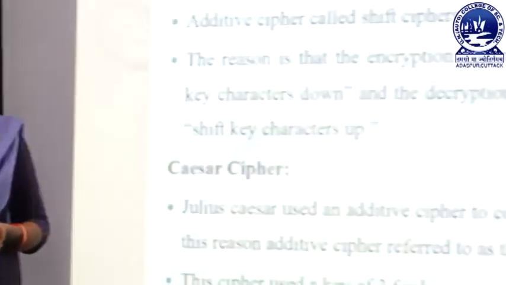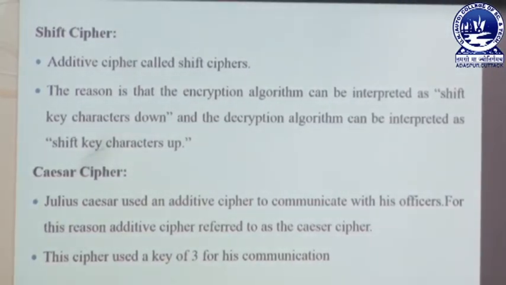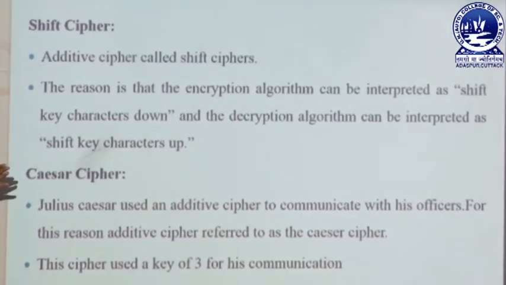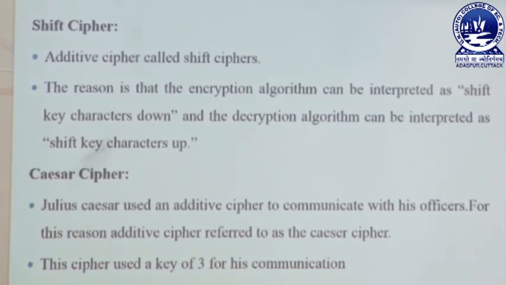The next is shift cipher. I have already told you, the additive cipher is also called a shift cipher. Why is additive cipher called shift cipher? The reason is that in the encryption algorithm we shift key characters down and in the decryption algorithm we shift key characters up. That is why it is called shift cipher.